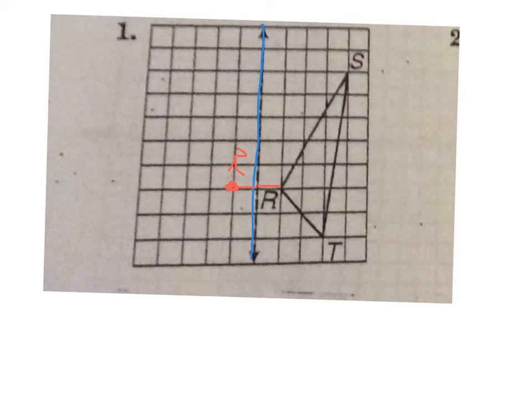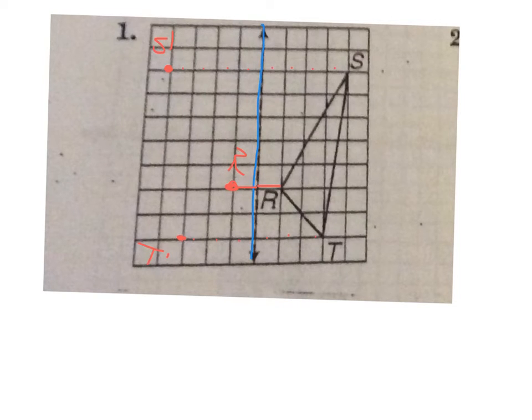Okay, if I look at the S, it's 1, 2, 3, 4 boxes away from the vertical line. So I'm going to go 1, 2, 3, 4. Here's my new S prime. And then my T is down here, and it's 1, 2, 3 away from the blue line. So I'm going to go 1, 2, 3 from the blue line. And here is my new T prime.